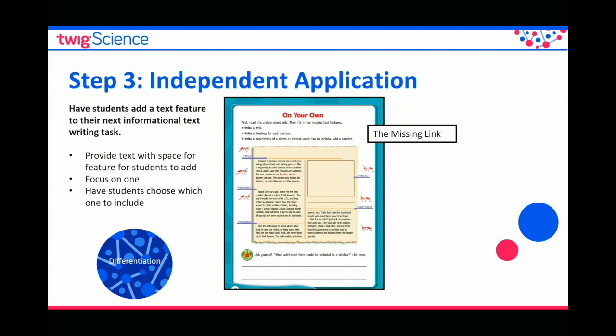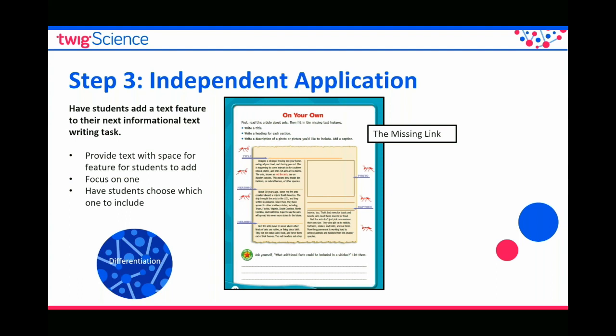So if you look at the bullets, you might want to start out by providing a text, like the sample I'm showing here, where there's just space for students to add the features. Here you see they're going to add a title, they're going to add headings, they're going to add a photo or a drawing and a caption. So they have to think about what would those be? What are the big ideas? What can I illustrate that's going to add to that? So that's the easiest way to introduce the concept of application.